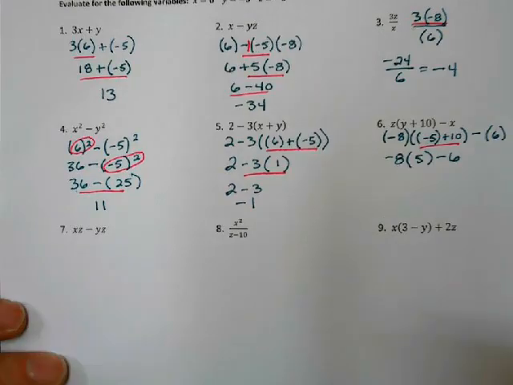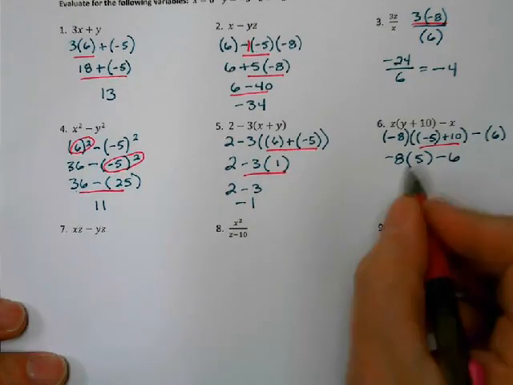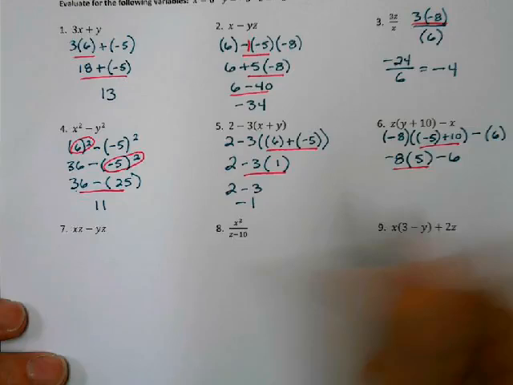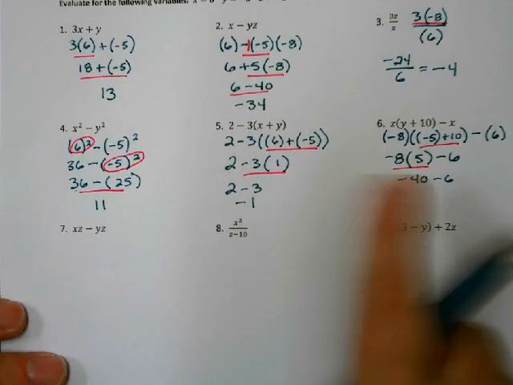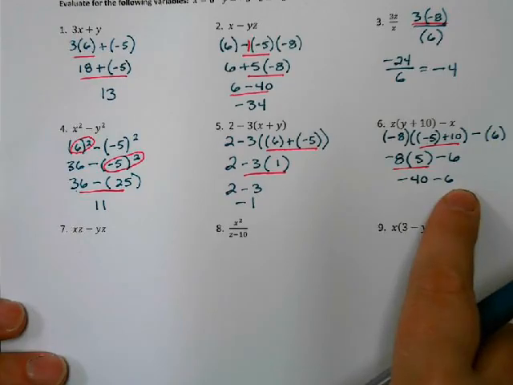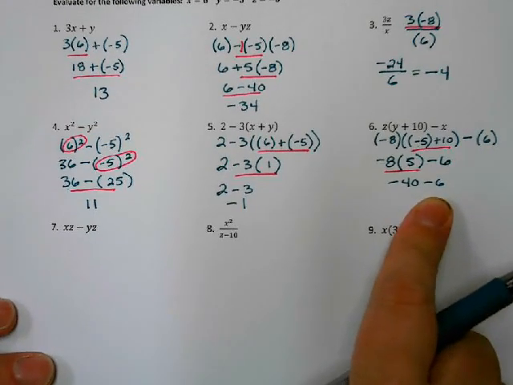Okay, now we've got multiplication and subtraction. So negative 8 and 5 makes negative 40. Minus 6. Two negative numbers. I add the numbers, keep the negative sign. So that's going to end up being negative 46.